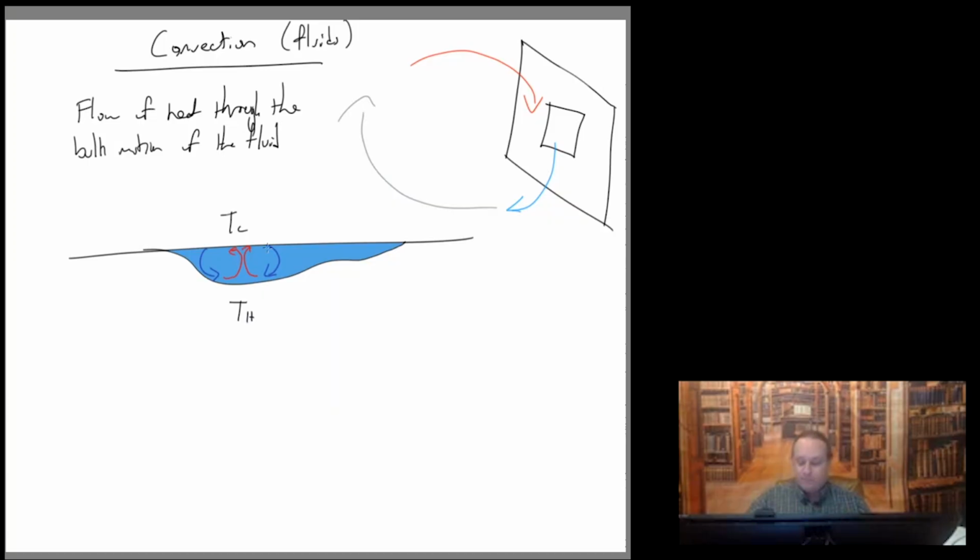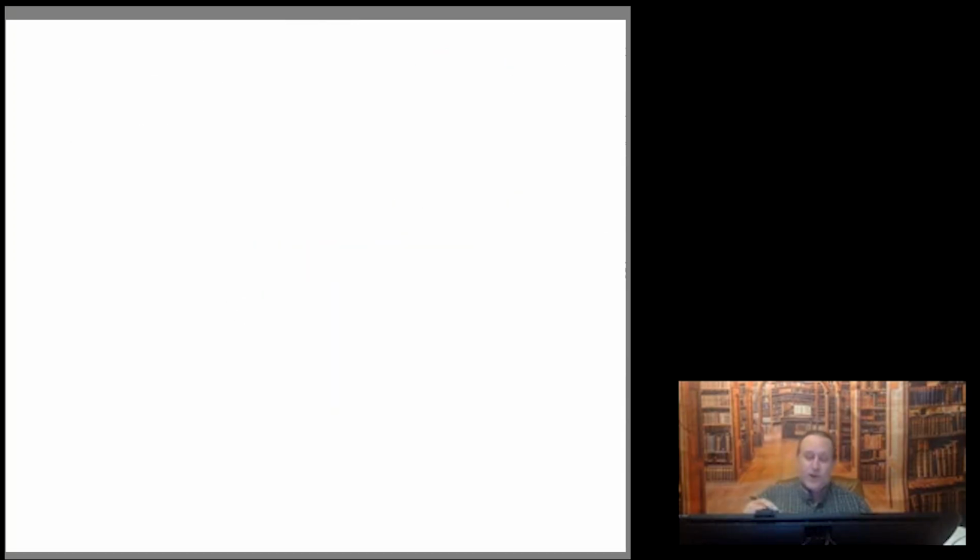It could be anything. Okay, this leads us to the third form of heat transfer, and it's radiation. So radiation is happening for all phases of matter. Solids, liquids, gases are all radiating all the time, but what's special about radiation is it can travel through a vacuum.